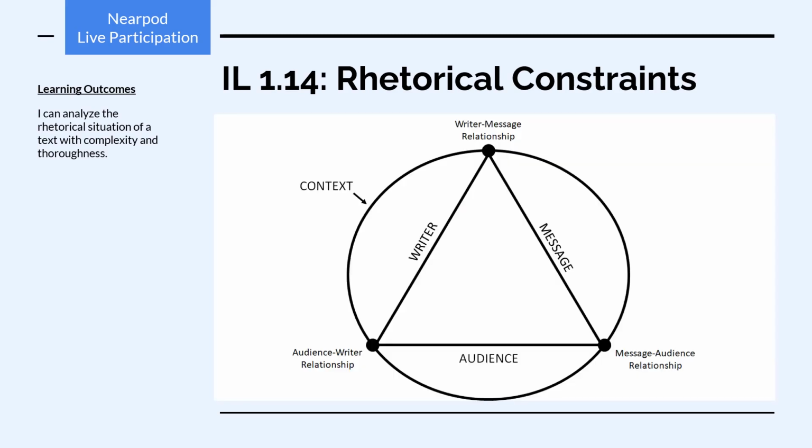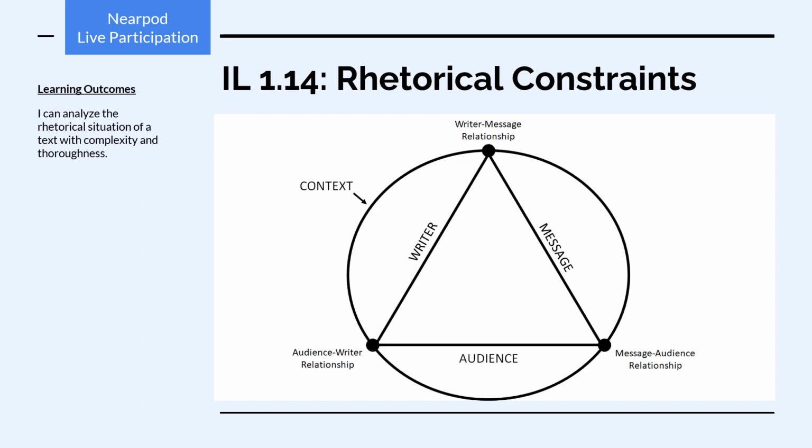For instance, if we look at the top of the triangle, where the writer, message, and context intersect, we have the writer-message relationship. So based on who the writer is, what their message is, and the time and place they're writing in, there are certain constraints that come out of that shape what the writer does with the text.